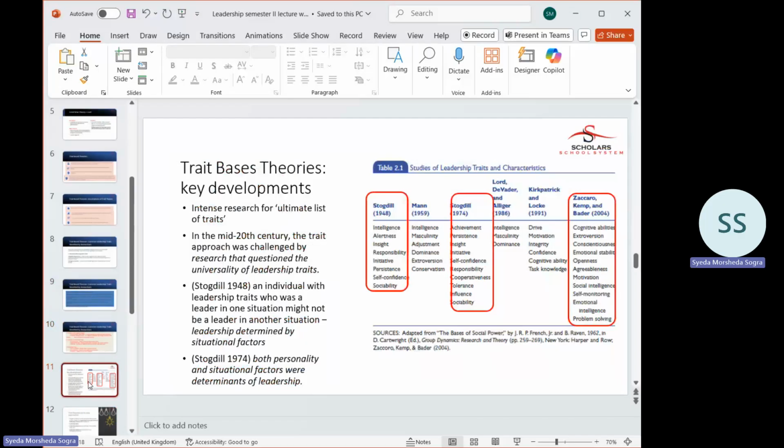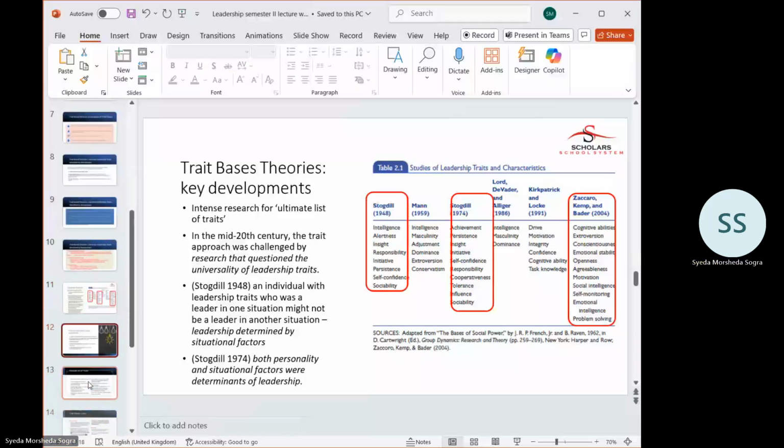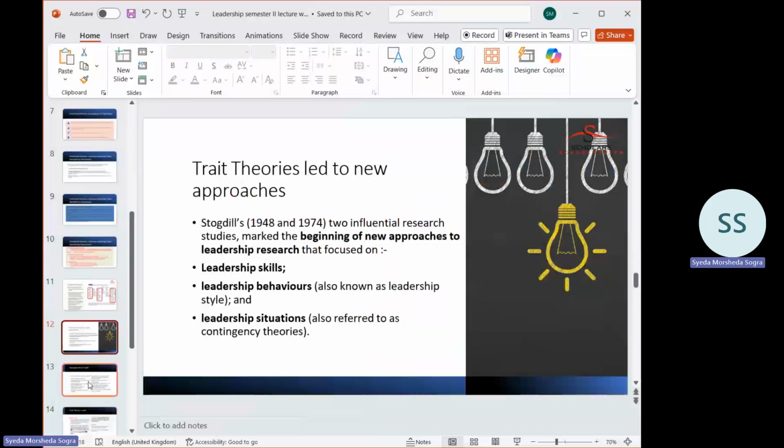And this also focuses on leadership traits, where the leader in one situation might not be a leader in another situation. Both personality and situation factors were determinants in terms of leadership. Some traits that lead to a new approach.